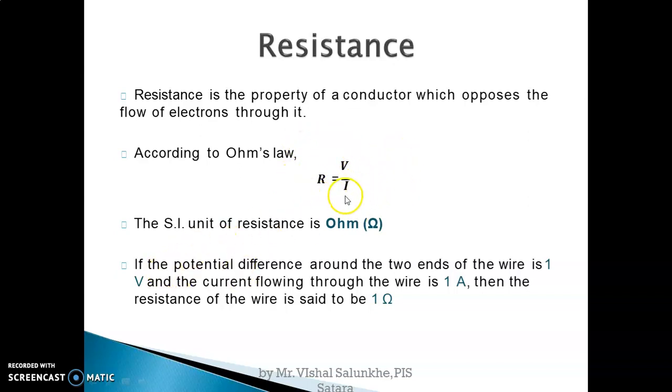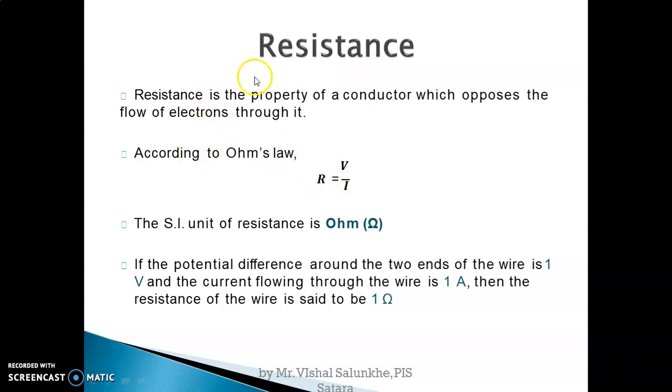So when do we say the resistance is 1 ohm in the circuit? If the potential difference across the two ends of the wire is 1 volt and the current flowing through the wire is 1 ampere, then the resistance of the wire is said to be 1 ohm. Because if the potential difference is 1 and current is also 1, then definitely resistance will be 1 ohm only. So this is very easy, my dear students.